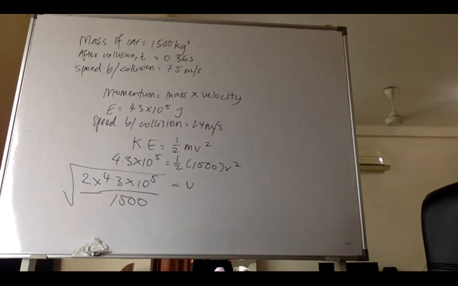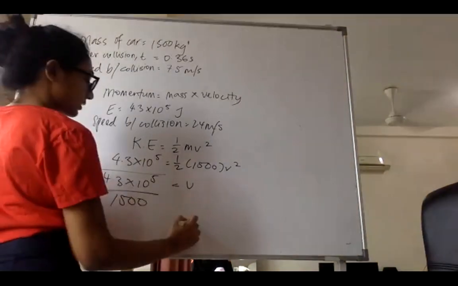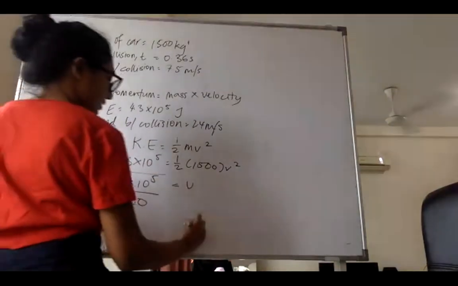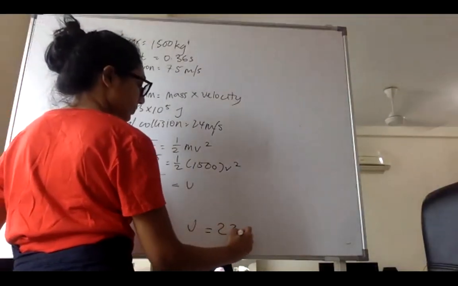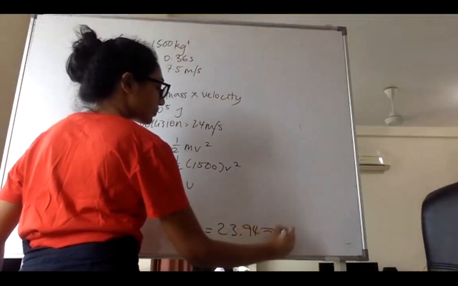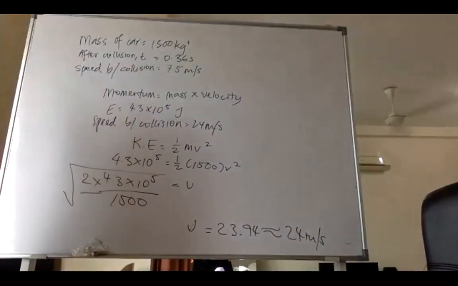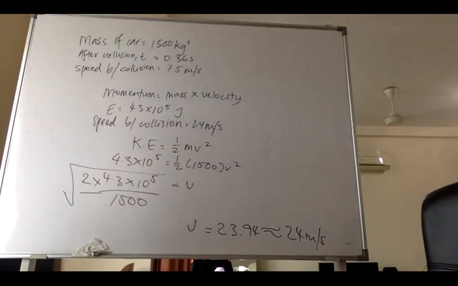What do you all get? I haven't done it yet. 23.9. Yes, so you get approximately 23.9, which is essentially 24. 23.94, which is approximately 24 meters per second. Okay?